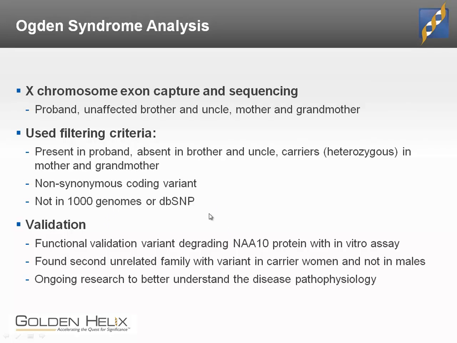And finally, when they did find their candidate variant, they confirmed it with Sanger sequencing and expanded the number of samples that they sequenced at that site across the entire pedigree. And they also did functional validation to really confirm that that non-synonymous variant did indeed degrade the protein function of that encoding gene NAA10 with an in vitro assay.